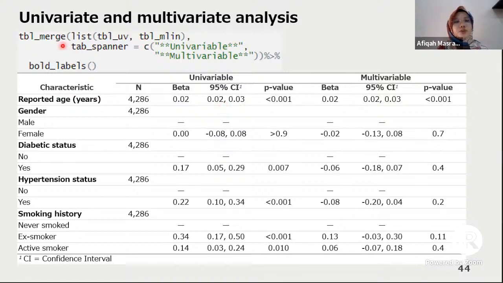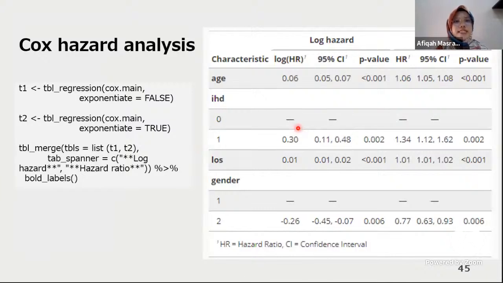So as previously shown, we did a table for univariate analysis and a table for multiple linear multivariate analysis. And when we merge them together, we will gain both insights in a particular table. And another example is when we do a Cox hazard analysis.